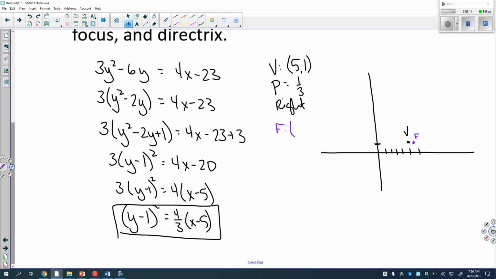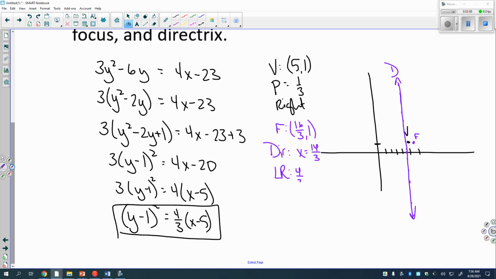That has a value of 5 1/3, or (16/3, 1). And my directrix is 1/3 to the left. And I just kind of put that line in there. That is my directrix. So my directrix is x equals 4 2/3, or 14/3. I've got that.